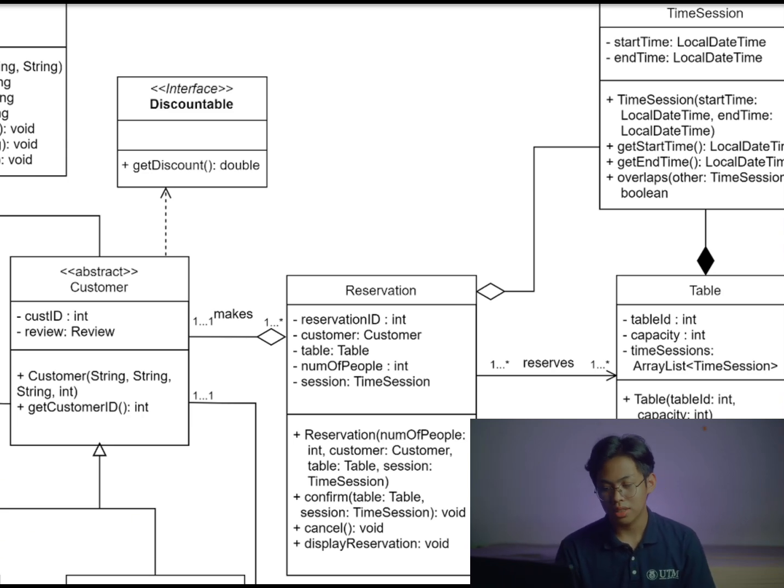So what does the class do? The reservation class manages reservation by storing all the information that we need, such as number of people, customer, table, time session, and in this class we apply composition by associating with the other objects or other classes, such as customer, table and time session object. So we include all the objects into this reservation class.